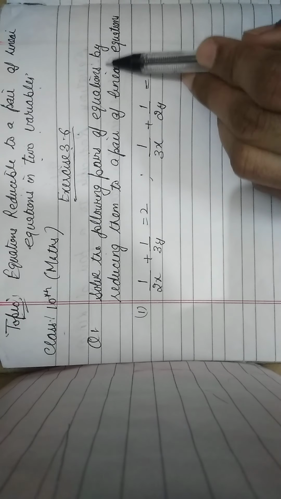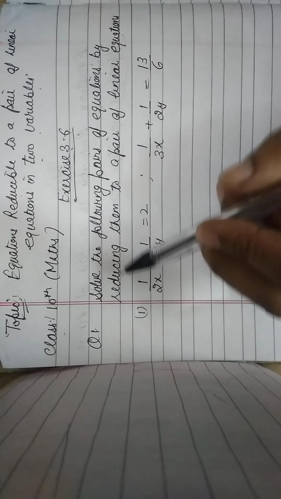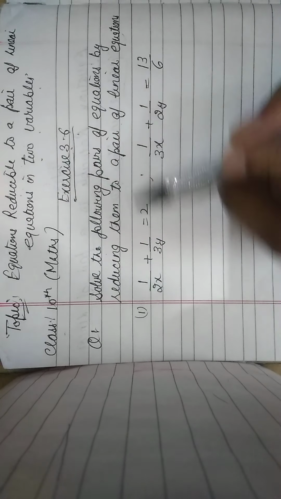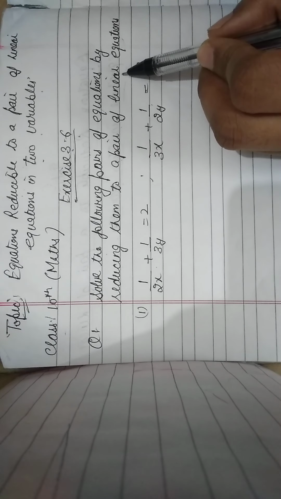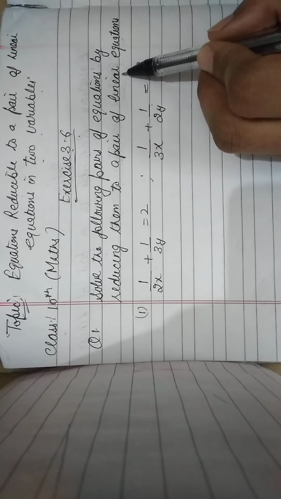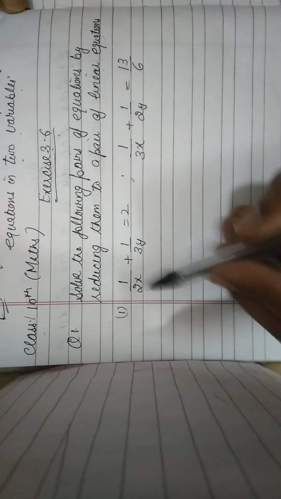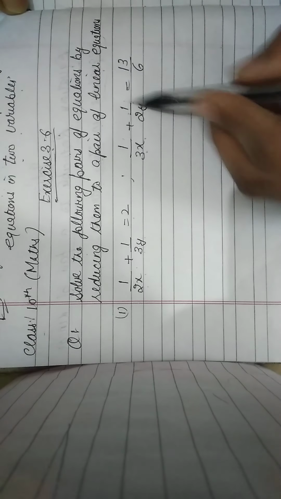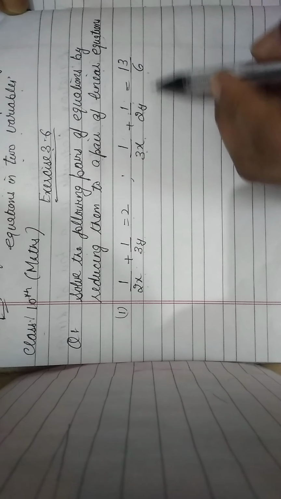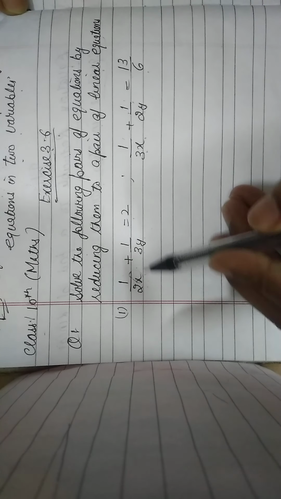Solve the following pair of equations by reducing them to a pair of linear equations. Firstly, we will reduce the given equations into linear equations, then solve by any algebraic method. Now see, these are the equations given to us: 1 upon 2x plus 1 by 3y equal to 2, and 1 by 3x plus 1 by 2y equal to 13 by 6. In these equations the variable is in the denominator.